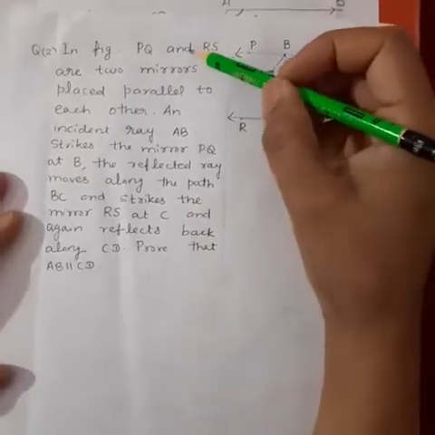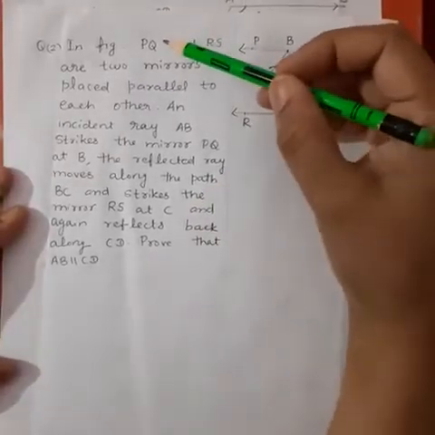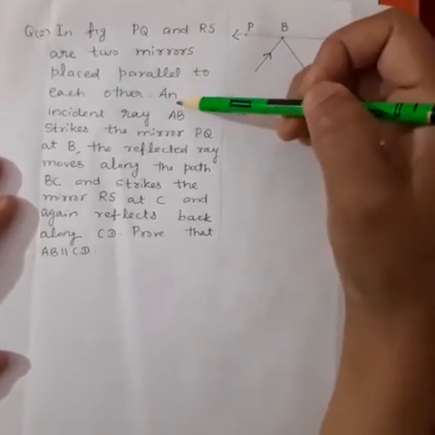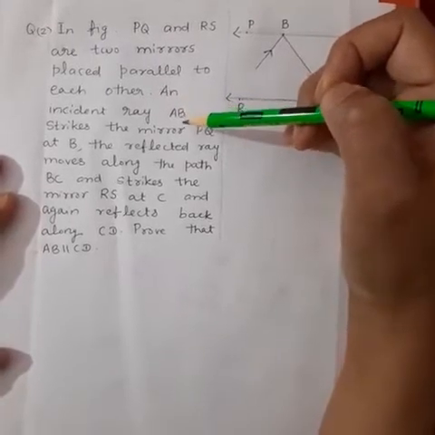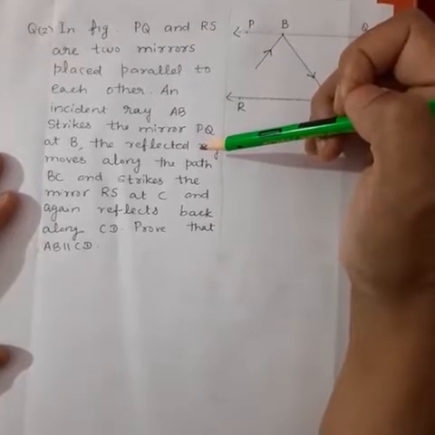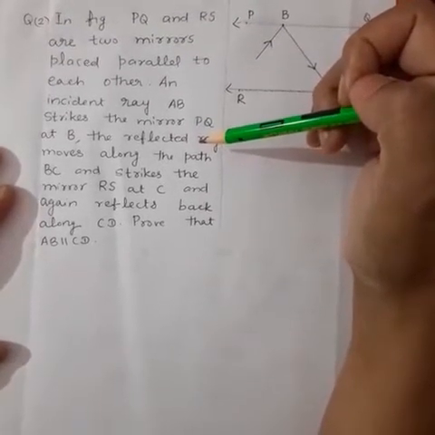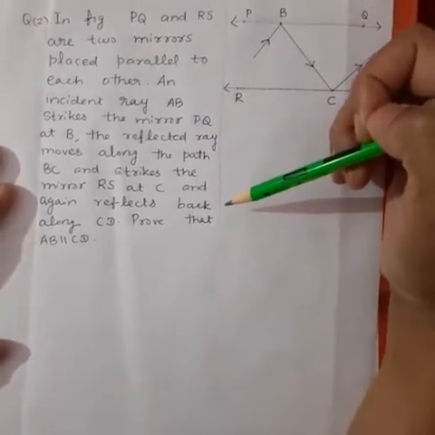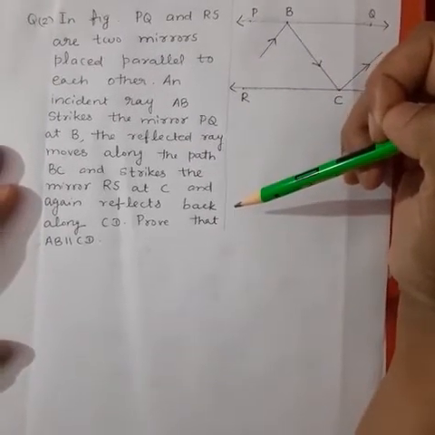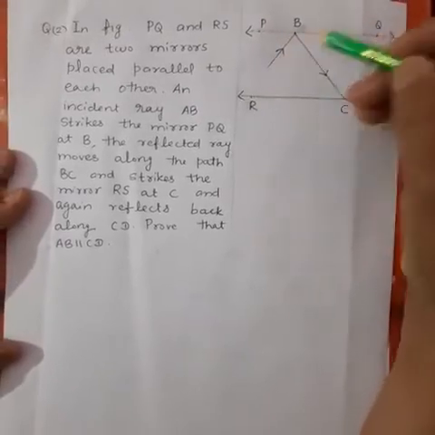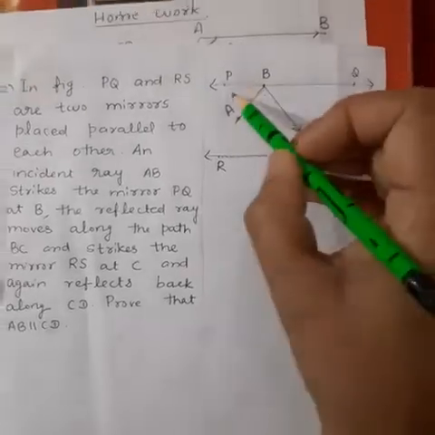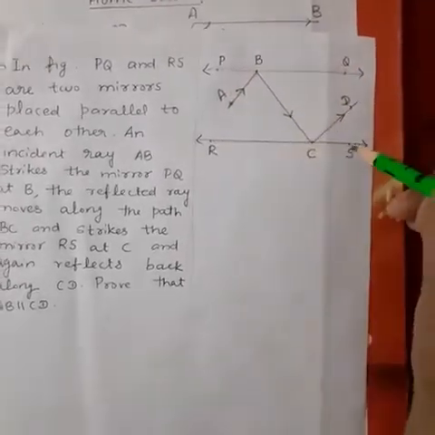Let's solve the next question. A figure is given here. In the figure, PQ and RS are two mirrors placed parallel to each other. An incident ray AB strikes the mirror PQ at B. The reflected ray moves along the path BC and strikes the mirror RS at C and again reflects back along CD. Prove that AB is parallel to CD. That is, you have to prove these two lines are parallel, and given PQ is parallel to RS.